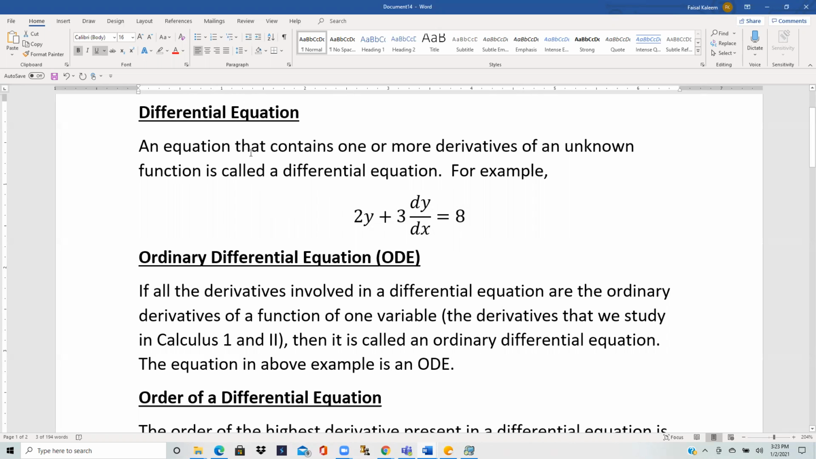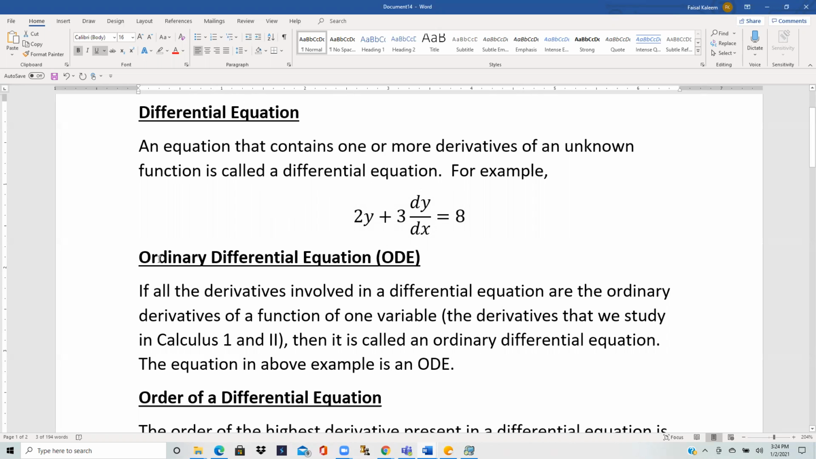A differential equation is an equation that contains one or more derivatives of an unknown function. For example, this is a differential equation. The presence of this derivative dy over dx makes it a differential equation.